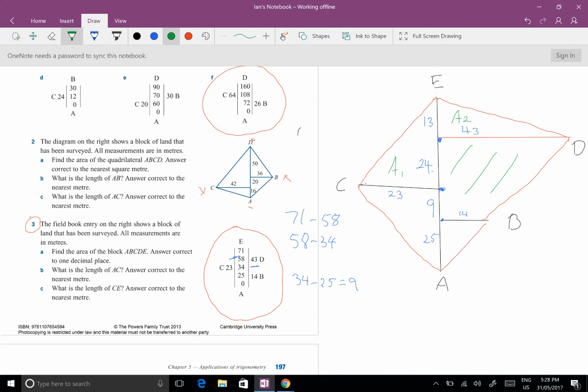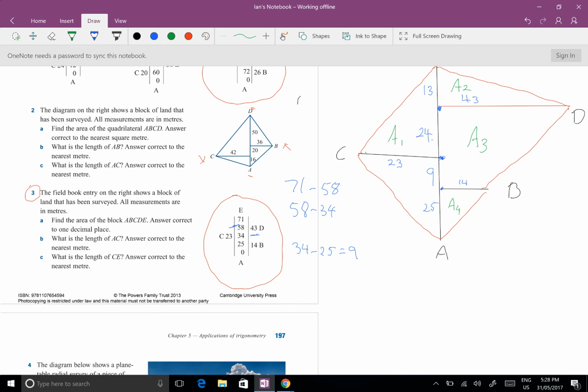This bit in here, that's a trapezium. So I'm going to call that area 3, but that's a dangerous one. That's a hard one. And down here, I've got another triangle, area 4. So let's work them out.